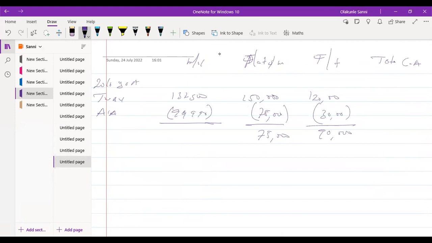Residual value. So class, give me the value, please. Punch your calculator. 37,510. This is the tax written down value. And what will be the total capital allowance? 99,990. Yes. 204,990.